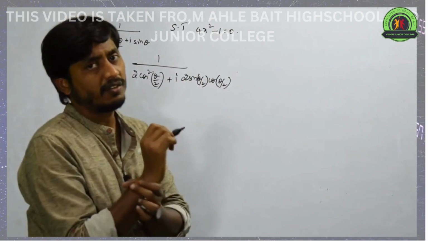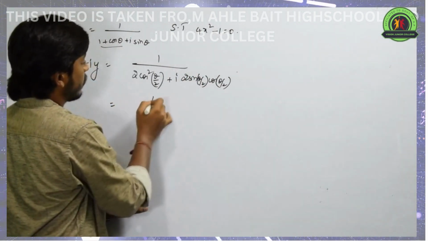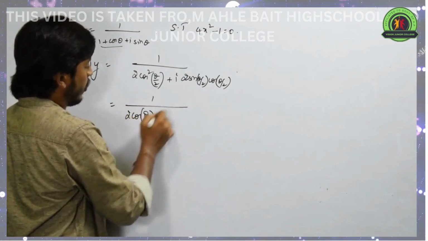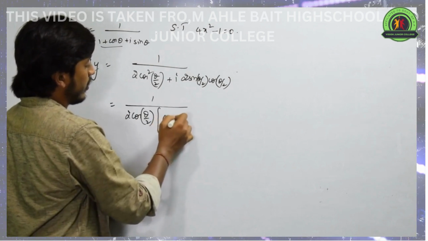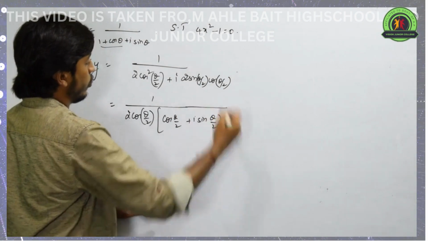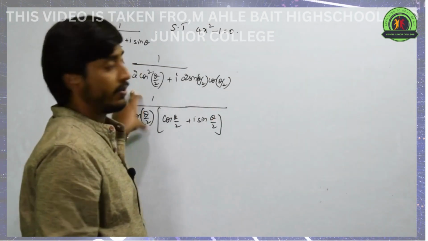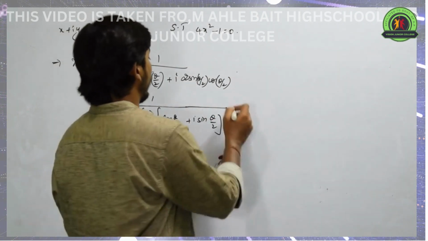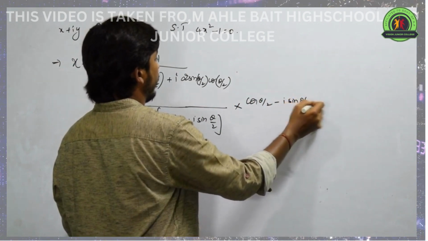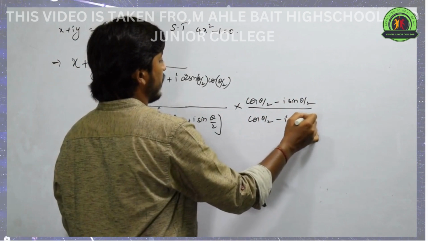What is the need of doing this? We have to convert these two terms into a single term. So 1 by, let us take 2 cos theta by 2 as common, I will get cos theta by 2 plus i sin theta by 2. Clear? Let us keep it as it is, not disturb it, and rationalize this. What do we get? Cos theta by 2 minus i sin theta by 2, divided by cos theta by 2 minus i sin theta by 2.